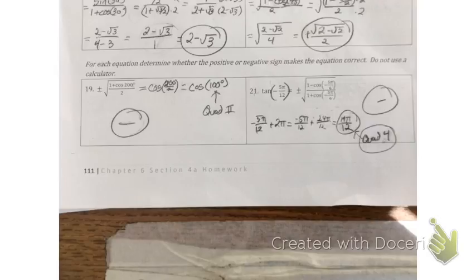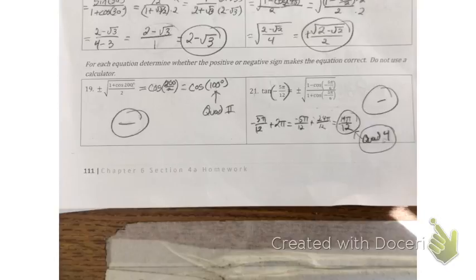Because I know this is 200 degrees, but 200 degrees is not my original angle. This was a tool. This was the half angle formula. My original angle would have been cosine of 200 divided by 2. My original angle would have been 100 degrees for that one. 100 degrees, that's in quadrant 2. So my answer is going to be negative because it's a cosine, and cosine is negative in quadrant 2.